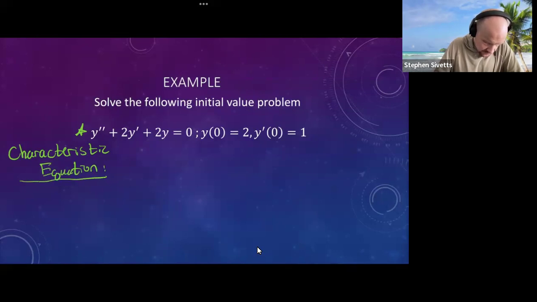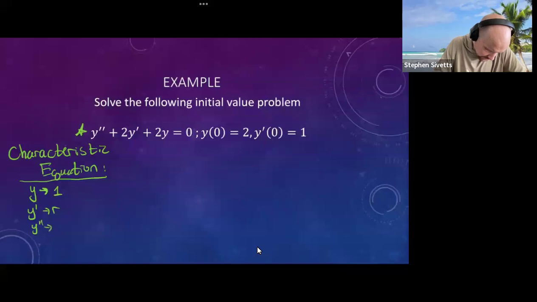So that means transforming the function y and its derivatives into powers of r. Our function y will correspond to a constant 1, y prime corresponds to r, y double prime corresponds to r squared, y triple prime corresponds to r cubed, and so on, right?